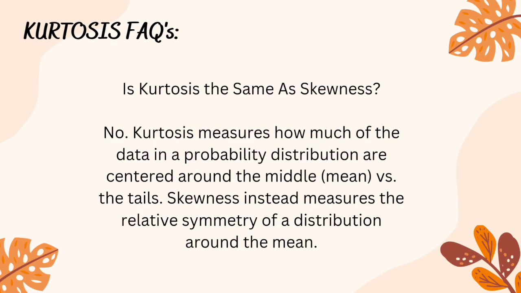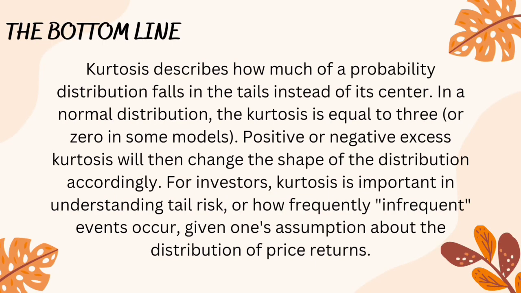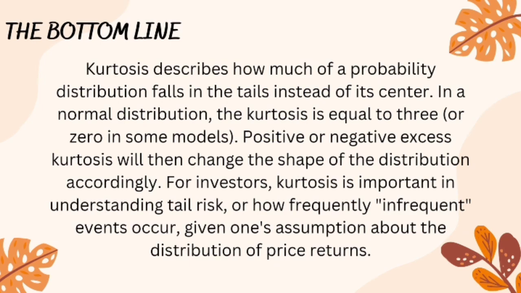Is kurtosis the same as skewness? No. Kurtosis measures how much of the data in a probability distribution are centered around the middle versus the tails. Skewness instead measures the relative symmetry of a distribution around the mean. Let's have our bottom line. Our conclusion is that kurtosis describes how much of a probability distribution falls in the tails instead of its center.